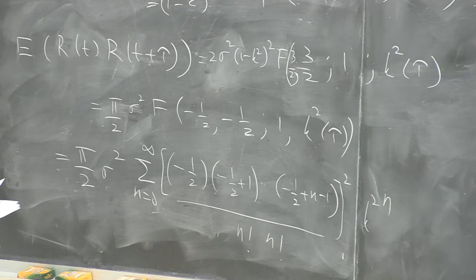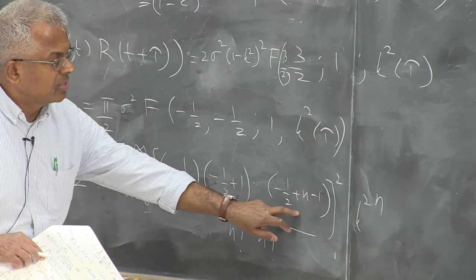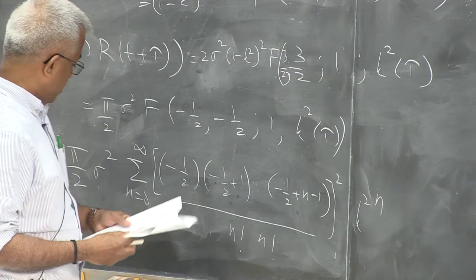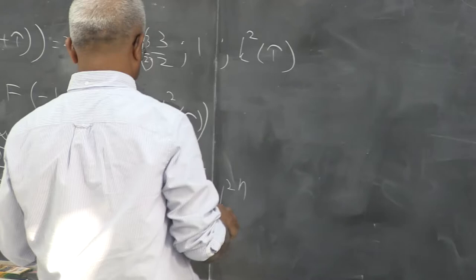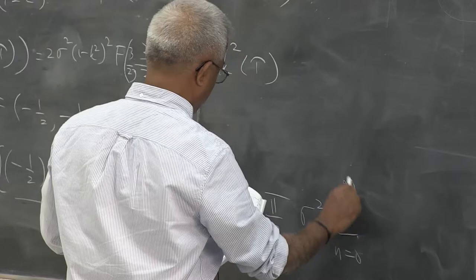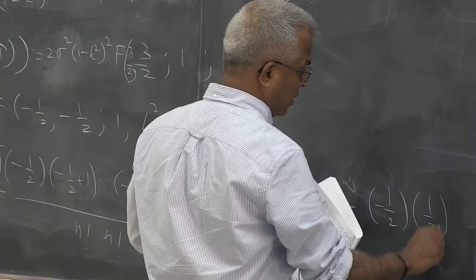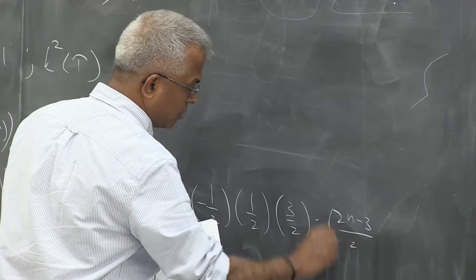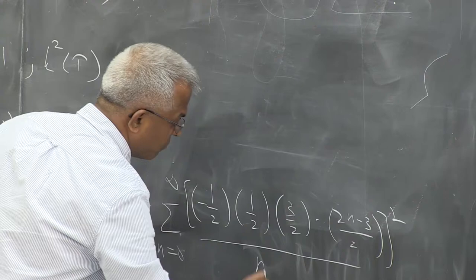Now, notice that minus half plus half is half. So all the terms from here onwards is plus, except the minus half term. So I could write this as pi by 2 sigma squared, summation n equal to 0 through infinity, minus half first term, then half, then 3 by 2, etc. Last term is 2n minus 3 over 2. This whole thing twice, so squared over n factorial k to the power 2n.